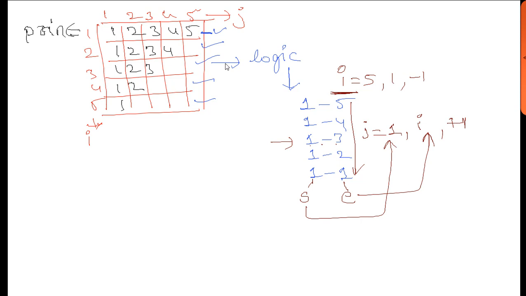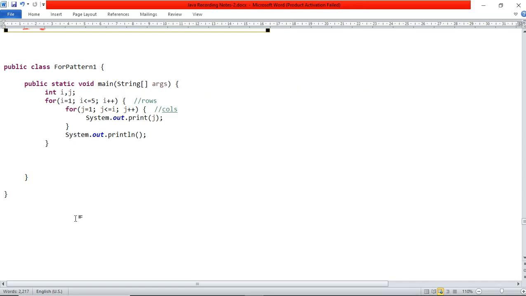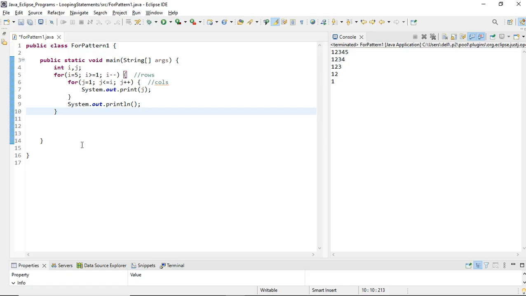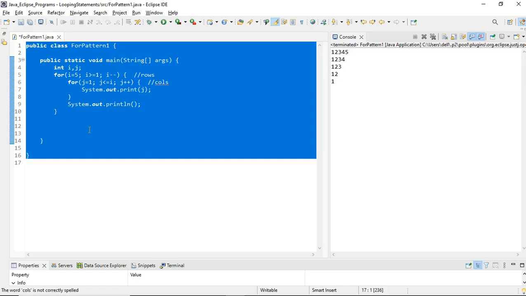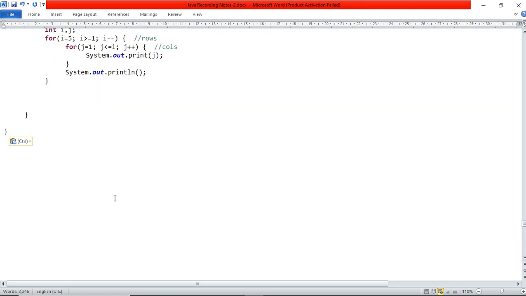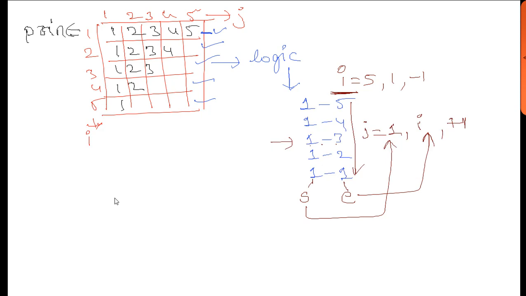You have to understand how to convert into this logic. This logic is very, very important for you, please. That is what you have to notice, right? Let me copy the program also. Control A, Control C, Control V. Completed.